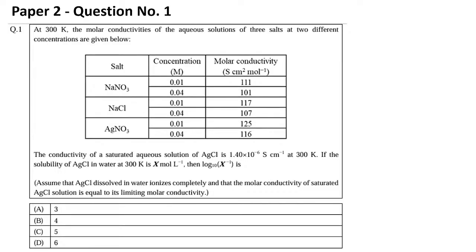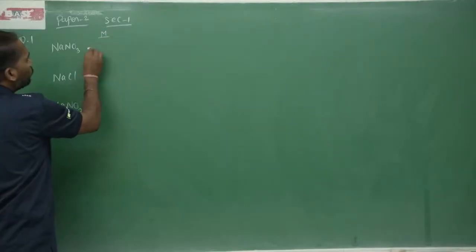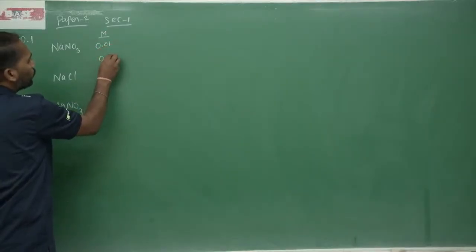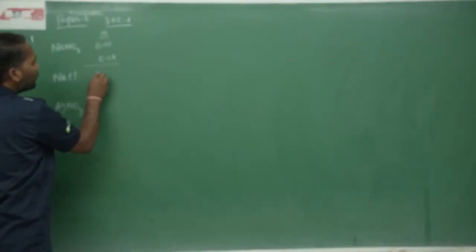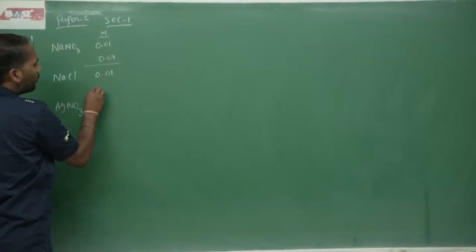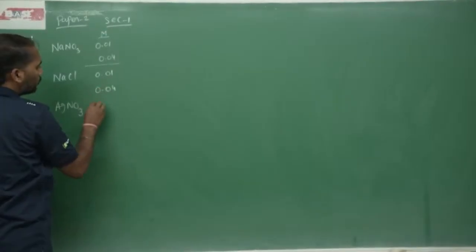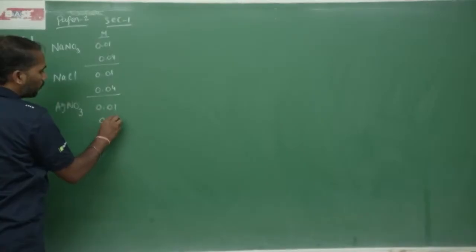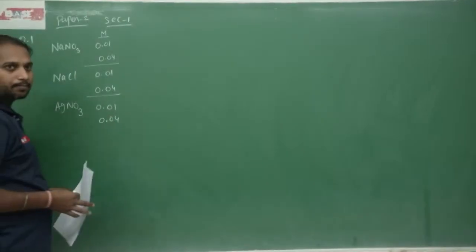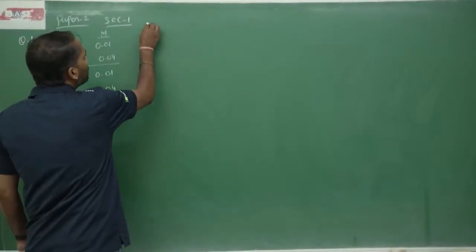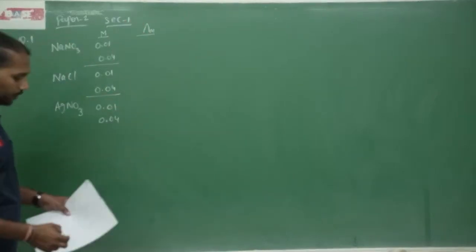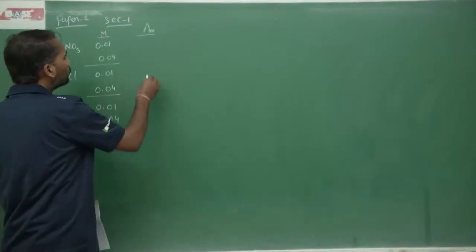And here the concentration in molarity is given. Two concentrations are mentioned, 0.01 and 0.04, the same for every substance. This is followed by the molar conductivity at normal dilution.